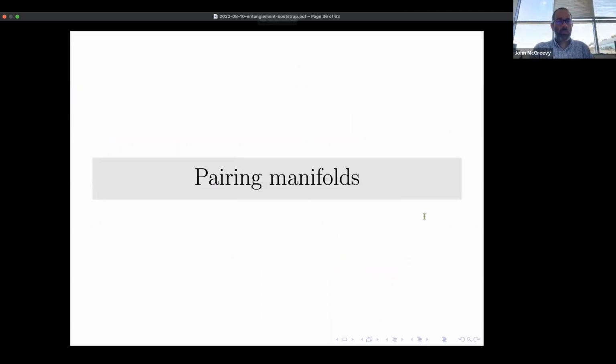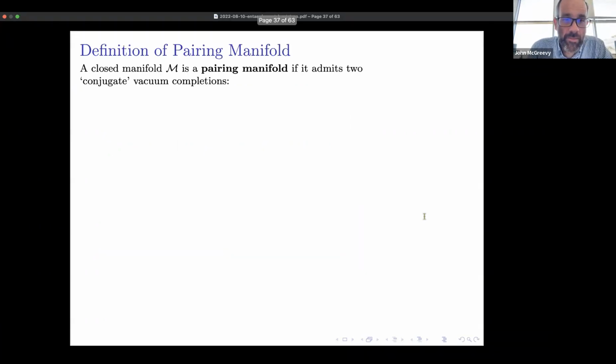Okay, so that was a bit of technique, right? That's a way to, starting with just the wave function on a ball, access information about the same state of matter on perhaps not arbitrary, but a large class of closed manifolds. And here's an application of that technique. Let me start by defining what I mean by a pairing manifold. A closed manifold M, and by closed I mean I'll allow gapped boundaries, but no entanglement boundaries.